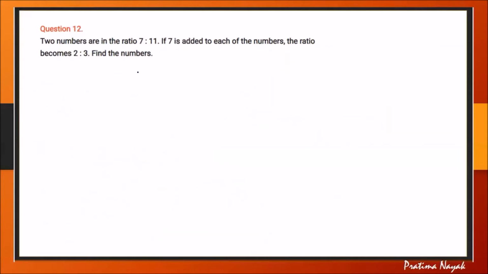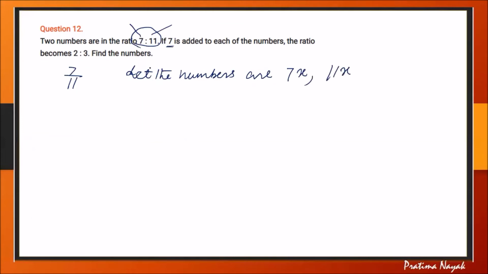Question number 12. Two numbers are in ratio 7 is to 11. If 7 is added to each of the numbers, the ratio becomes 2 is to 3. So here the ratio is given 7 is to 11 and 7 is added in both cases. So we are not taking x alone; we will take this as a multiple of x. When the ratio is 7 by 11, let the numbers be 7 times x and 11 times x.